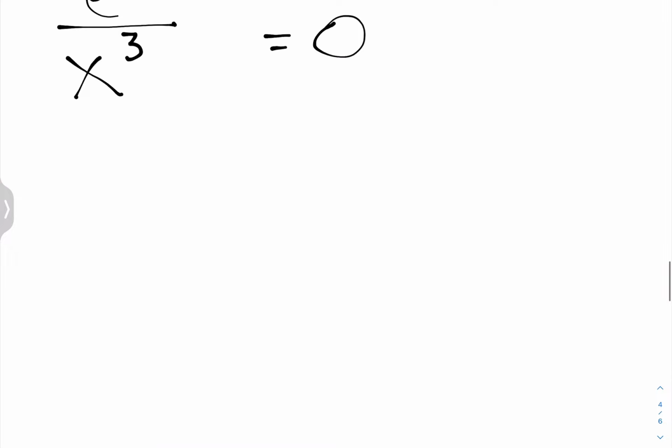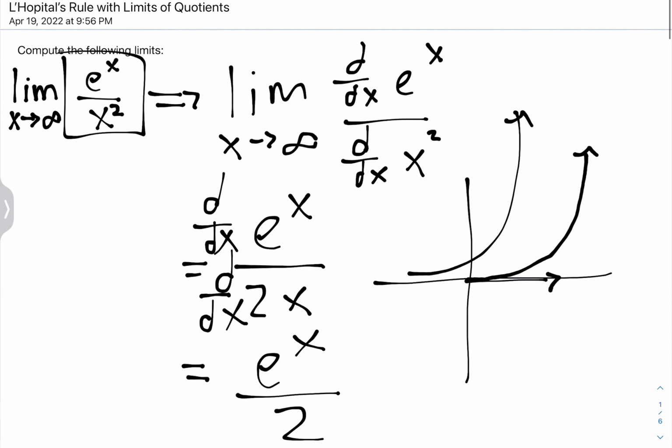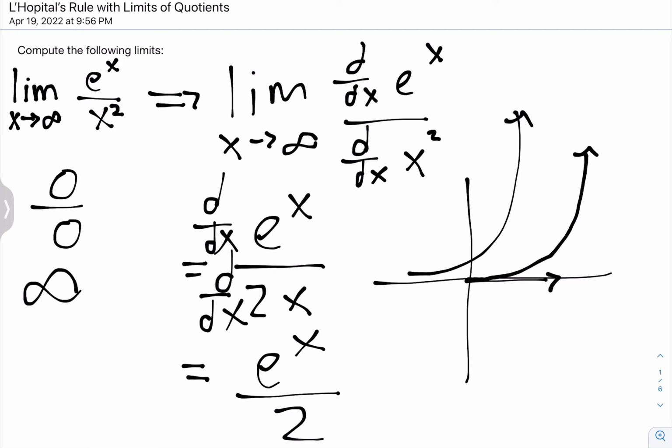So L'Hopital's rule is just when we have some limit and we substitute in the x value it's approaching into the expression, and we get an indeterminate form, 0 over 0 or infinity over infinity, we can differentiate the top and the bottom of the fraction and analyze it further from there.